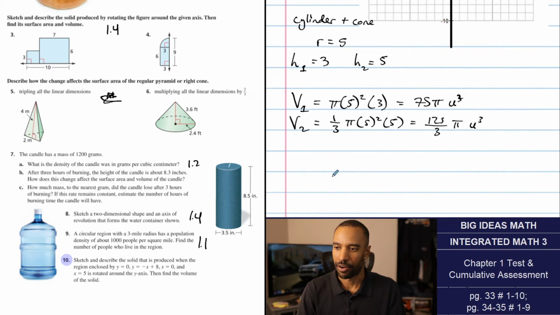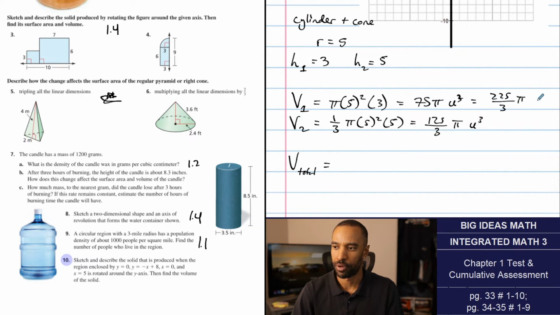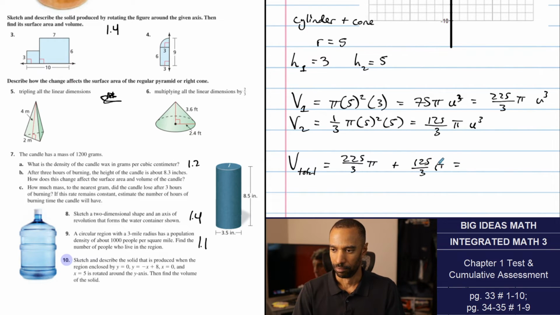And then, do you want an exact answer? 75 times 3 is 225 thirds. So for the total volume, 75 pi is 225 pi over 3. I bring that up because I'm getting a common denominator. So 225 thirds pi plus 125 thirds pi equals 350 thirds pi cubic units.